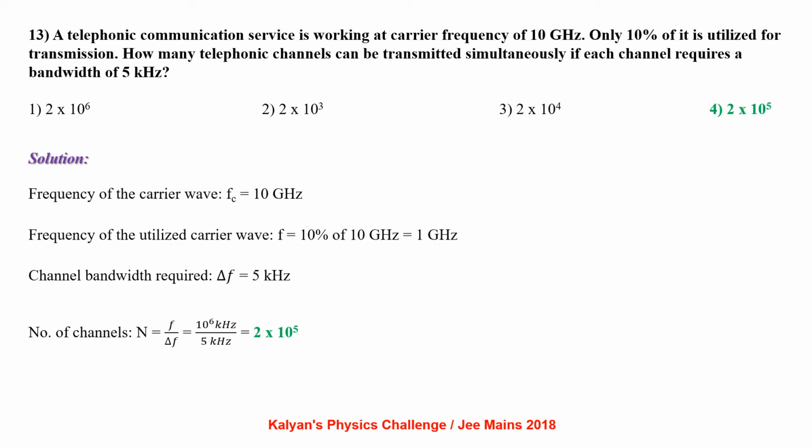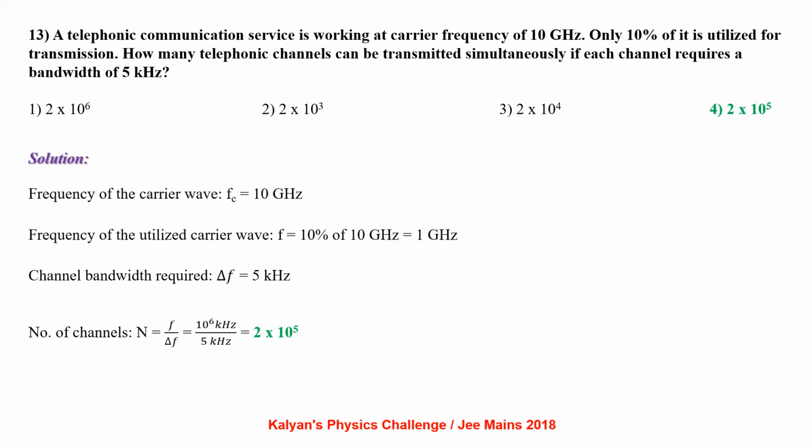A telephonic communication service is working at a carrier frequency of 10 GHz. Only 10% of it is utilized for transmission. How many telephonic channels can be transmitted simultaneously if each channel requires a bandwidth of 5 kHz?